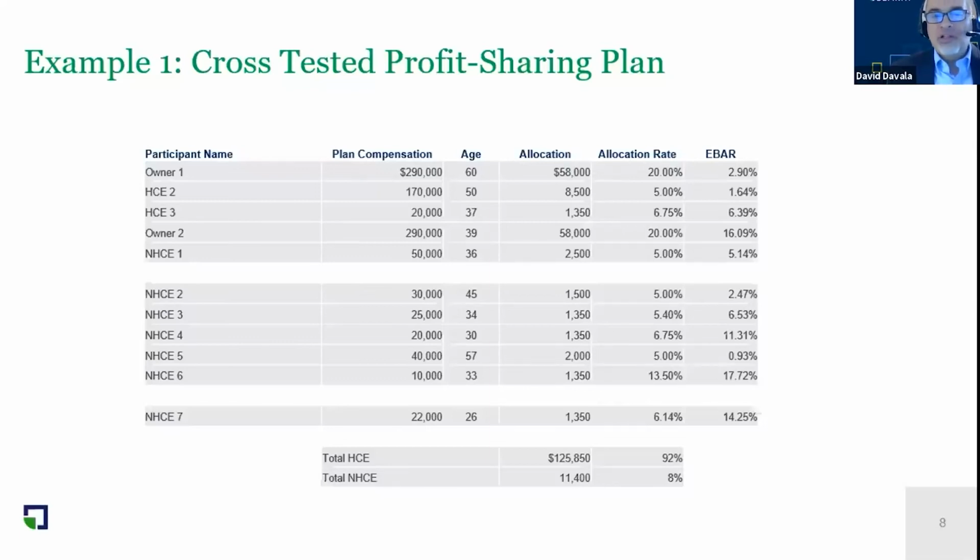If we look at NHCE 5 compared to owner 1, NHCE 5 has a lower allocation rate and E-bar. This is because NHCE 5 is 57 years old. The allocation is increased only for 8 years. By using cross-testing, the HCEs in this plan can receive 92% of the allocations.